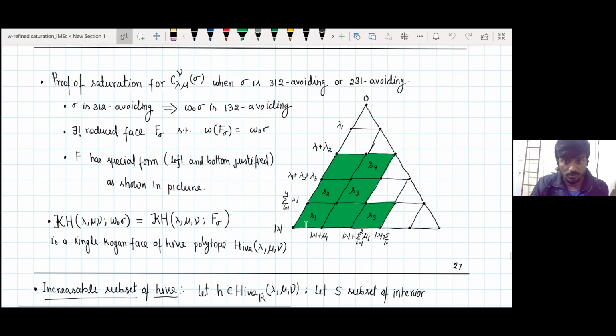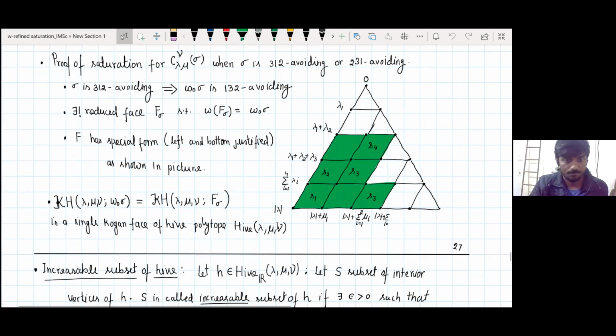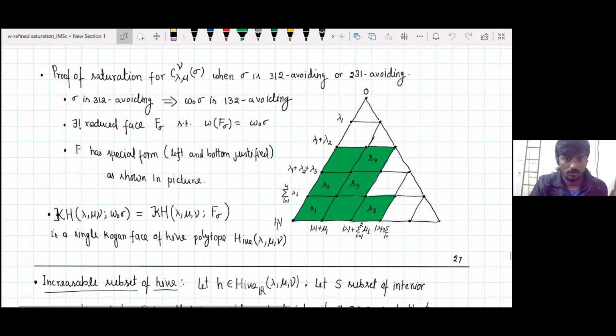So that was Arun's question: why is this working for 312? Because of this type of shape, this proof is working. It is left justified and bottom justified. For other permutations, this shape will not come. So if this is the unique phase, then K H lambda mu nu with w naught sigma is just a single Knutson-Tao phase of the hive polytope.